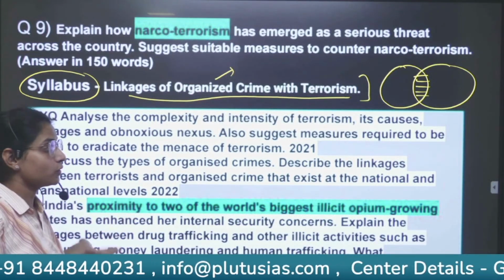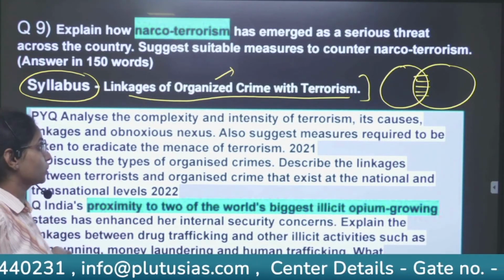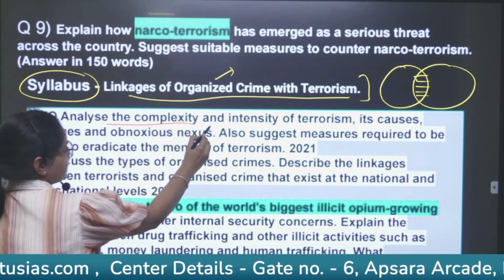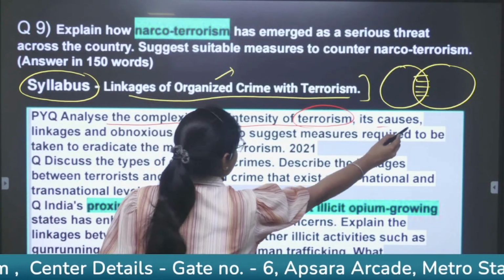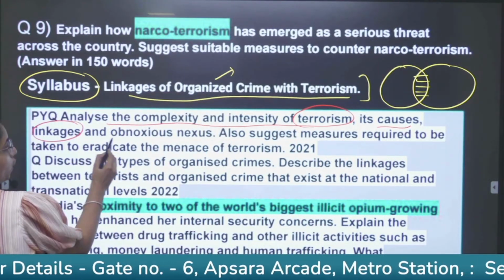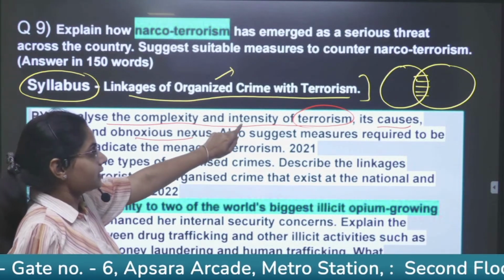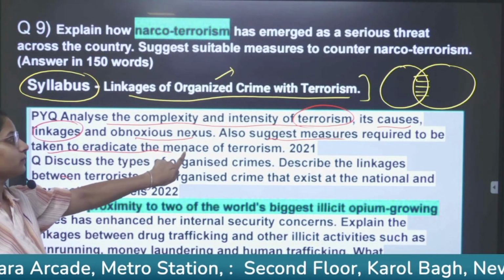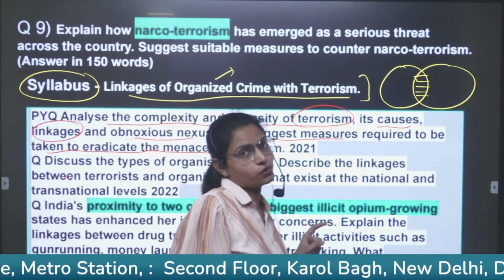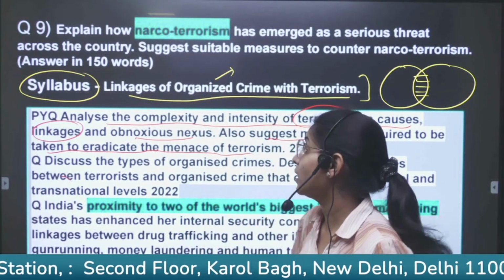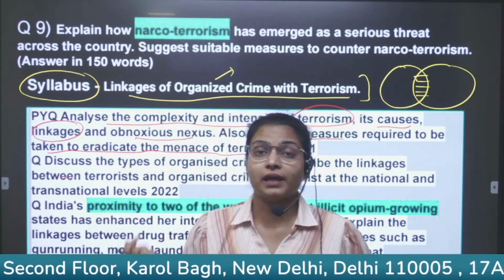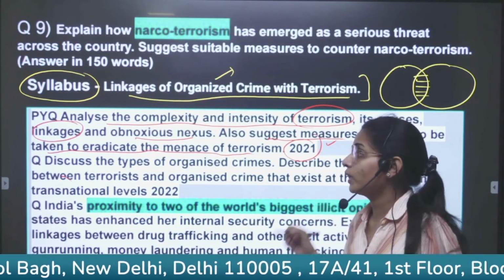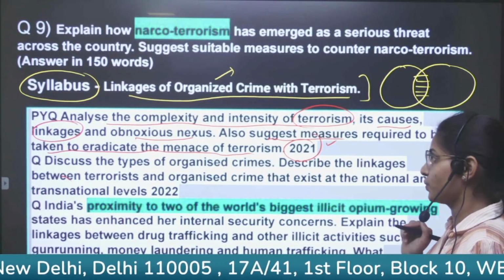And now the previous year questions with which you can relate this particular question, like in this question: analyze the complexity and the intensity of terrorism, its causes, linkages and obnoxious nexus. Then the next part is suggest measures required to be taken to eradicate the menace of terrorism. Now in this question, firstly it is talking about the linkages between organized crime and terrorism and the measures. So directly if you have prepared the 2021 question, then you can obviously write this question as well.